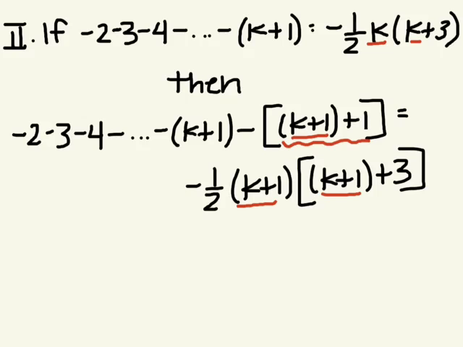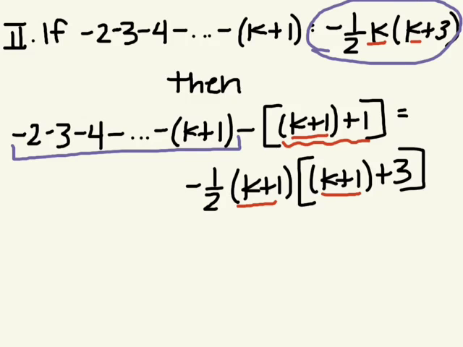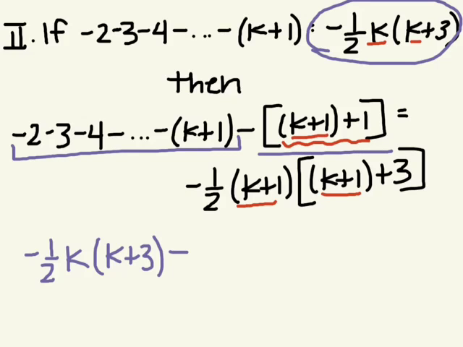Just like every other proof that we've done, our first step is going to be to swap in. We know that this piece of our series is equal to this. So we're going to replace it. -1/2 k times k plus 3 minus, and then just bring down this guy here, k plus 1 plus 1. And we're going to try to turn that into the other side of our equation.